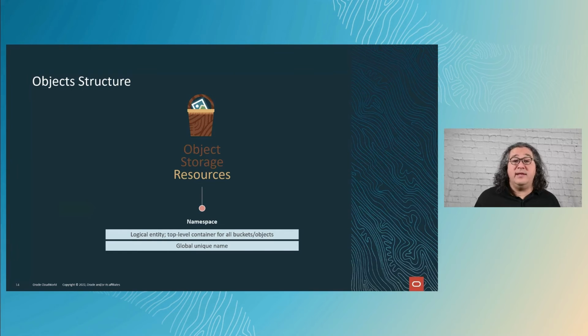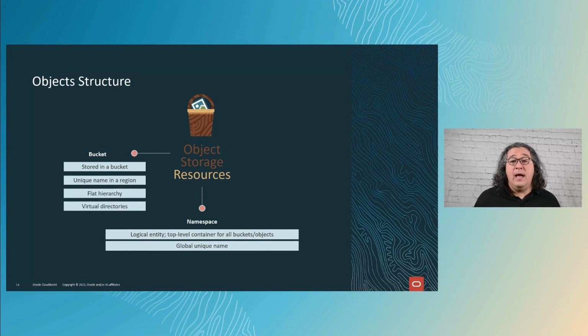I just realized that I mentioned buckets, but I did not explain what a bucket is. A bucket is a logical container for storing objects. The objects are stored in a flat hierarchy, and you can simulate a directory structure to make it easier to organize your objects.